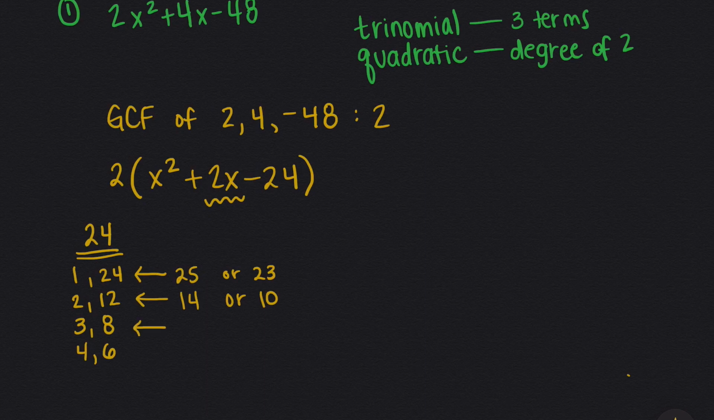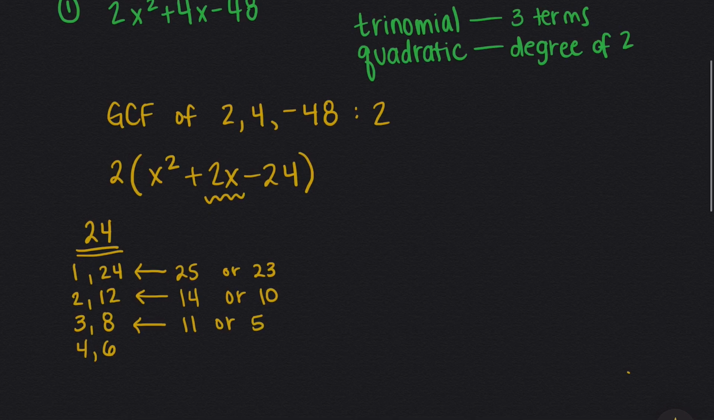Here, if we add 3 and 8, we get 11. Or if we subtract them, we get 5. Nope. And finally, hopefully this one works. If we add 6 and 4, we get 10. If we subtract them, we get 2, and there's the one that we want.